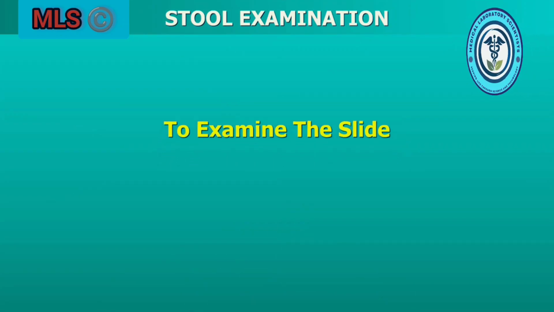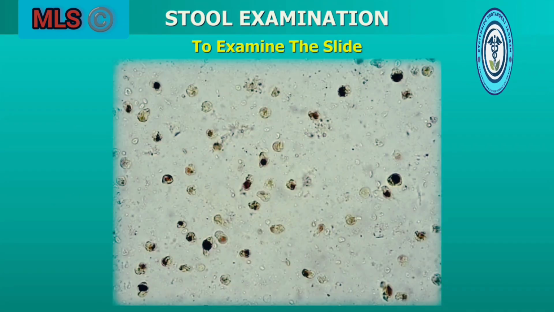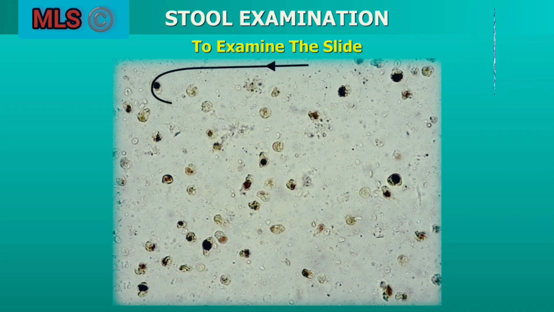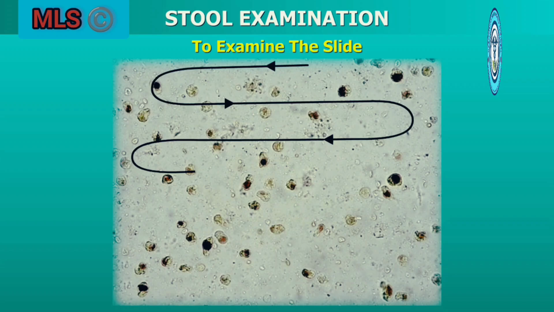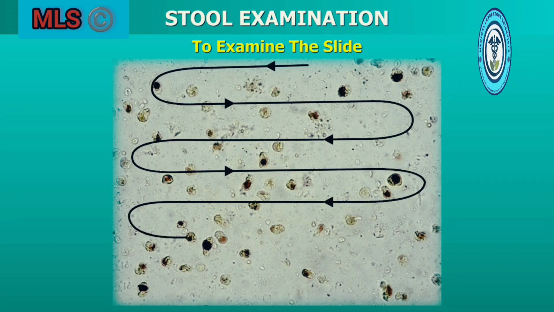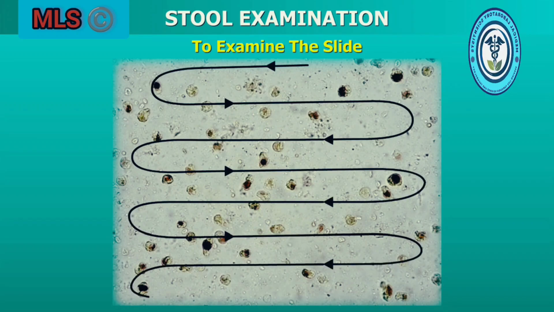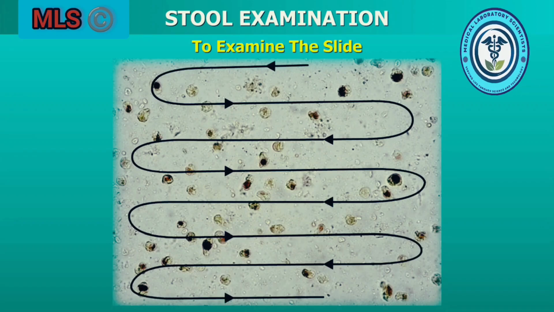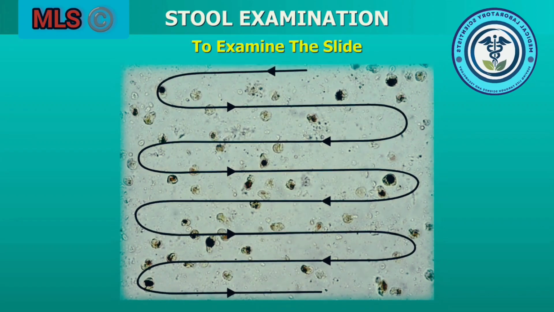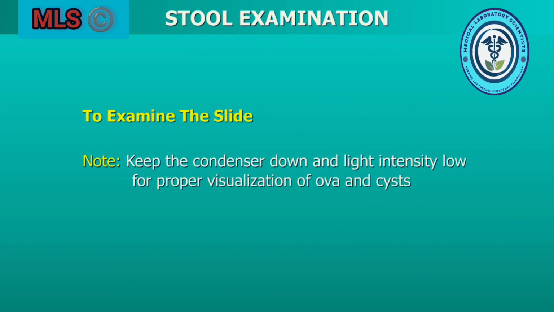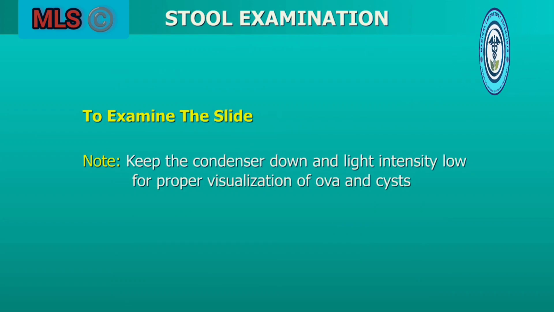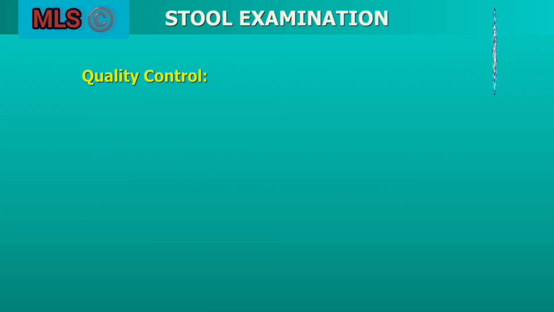To examine the slide, put the slide with the mounts on the microscope stage and focus on the mount with the low power objective first. Systematically scan the entire cover slip area using the 10x objective in a zigzag manner. If something suspicious is seen, a higher magnification may be necessary. Note: it is preferable to keep the condenser down and the intensity of the light low for proper visualization of the ova and cysts.